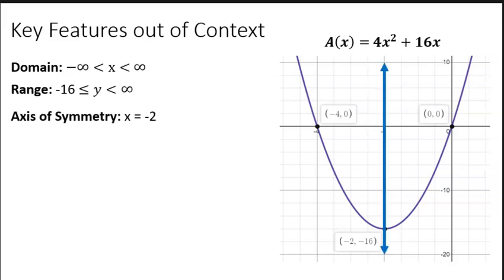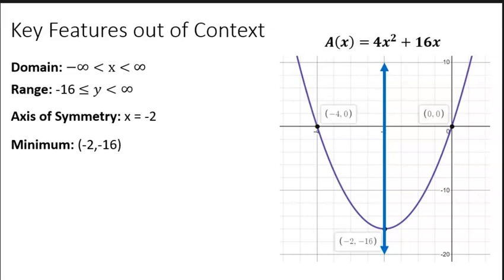Without a context, we can look at the entire quadratic function. The function makes the shape called a parabola. The domain, or possible x values of this function, is all real numbers. The range, or possible y values, are y values greater than or equal to -16. The axis of symmetry, which is the vertical line through the minimum point, is x equals -2. The minimum point, which is the point where the parabola changes from decreasing to increasing, is (-2, -16).